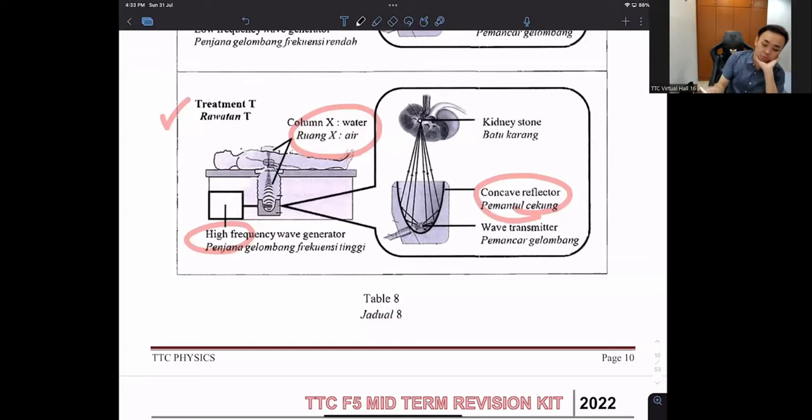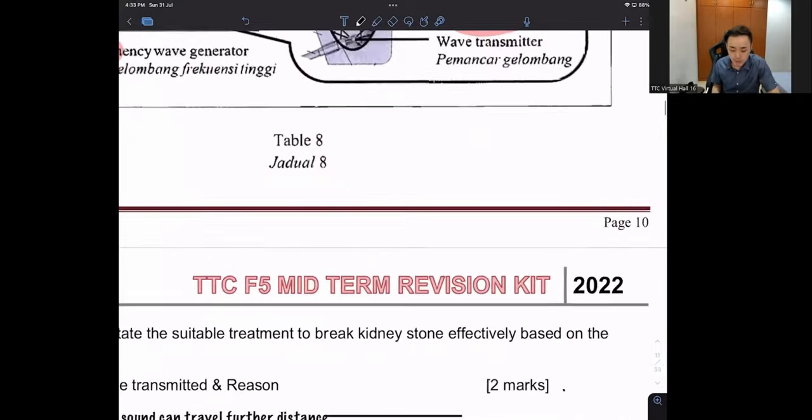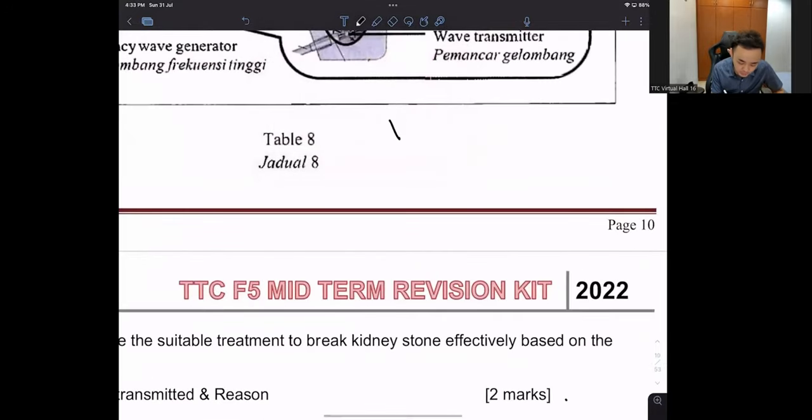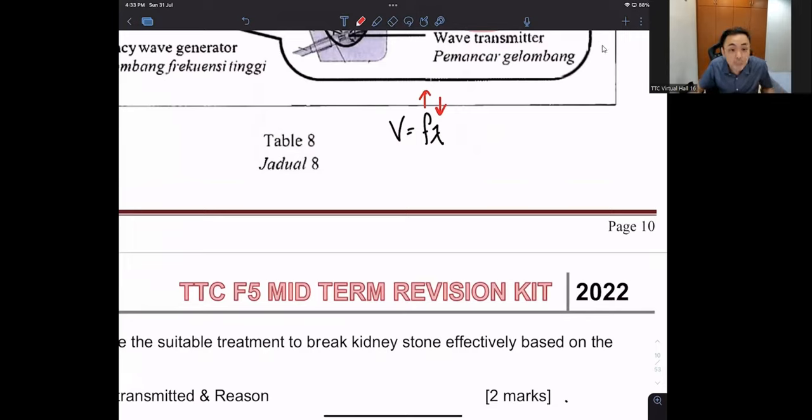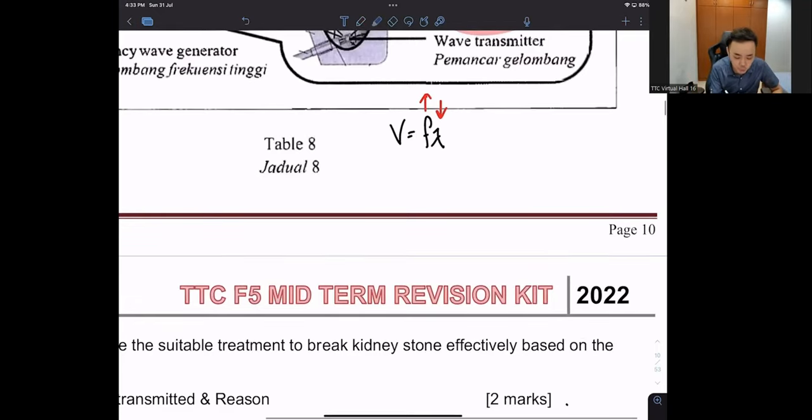Okay, so, questions. Why high frequency can travel further is because the reason is very simple. Now look, first thing first, the formula: V equals F lambda, right? So when your frequency is higher, it results in one thing, which is that your wavelength becomes shorter. Remember the formula, V equals F lambda. So when you have higher frequency, the wavelength becomes shorter and it leads to one more thing. When you have shorter wavelength, the good thing about it is what?